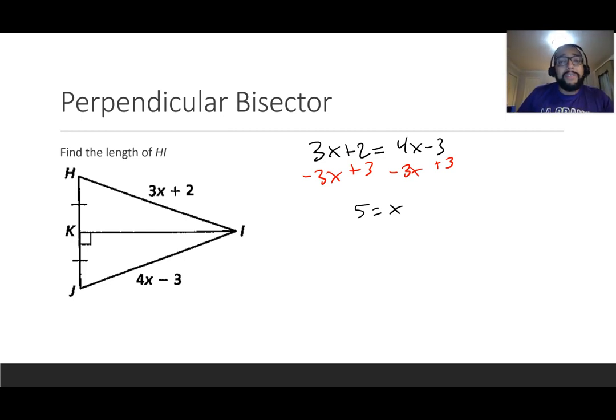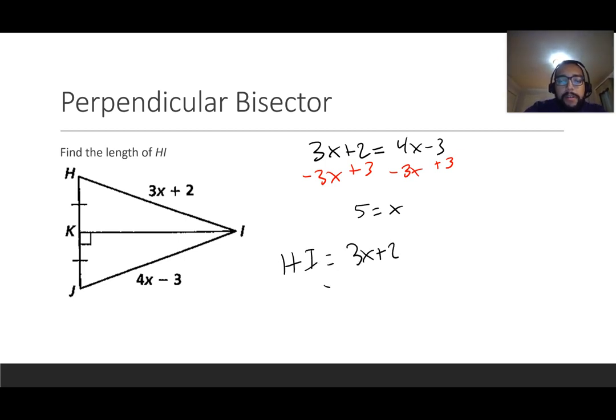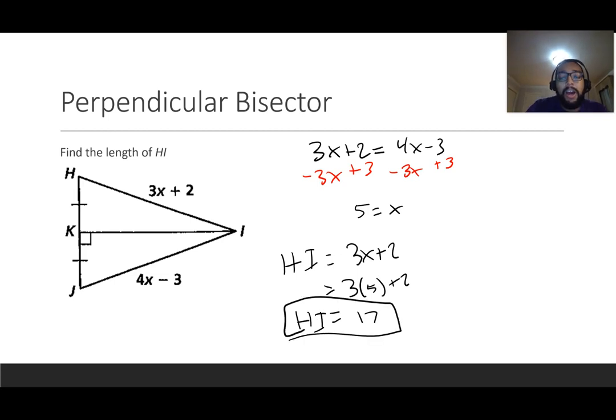Again, our value of x is 5, but our question is saying find the length of HI. So HI is 3x plus 2. But we know the value of x is 5. Therefore, HI has a length of 17. With a perpendicular bisector, it will either tell you it's a perpendicular bisector, or you'll see the right angle right there.